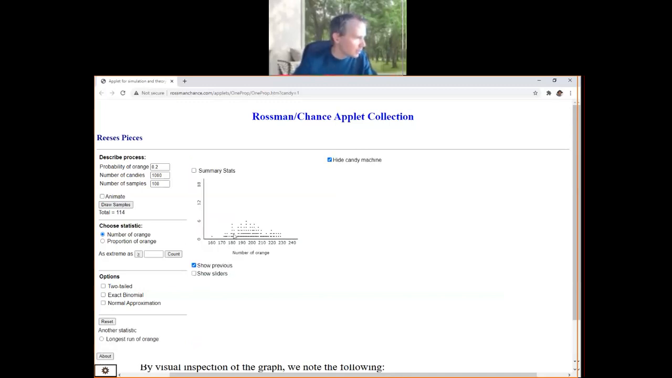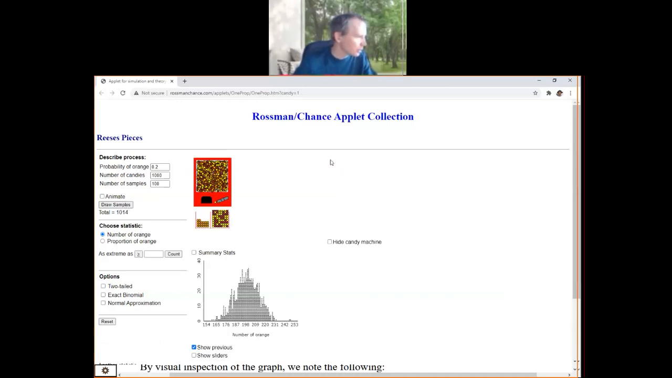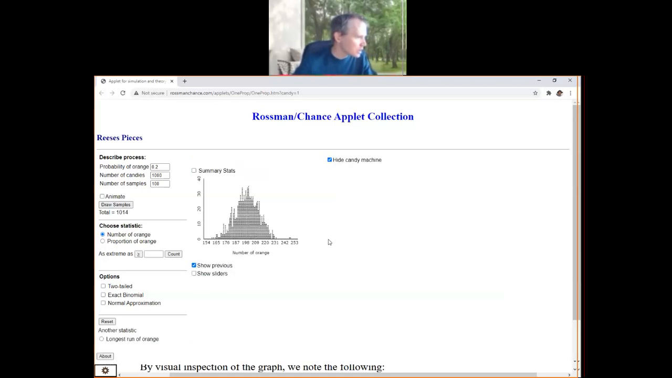Okay, and it fills in 100 dots for me with the number of orange candies. And it's just kind of spread all over the place, right? But as I take more and more, as I get here, this is over 1,000 samples, you can see that it clumps up in the middle. And there are fewer that are very high and very low. Okay.